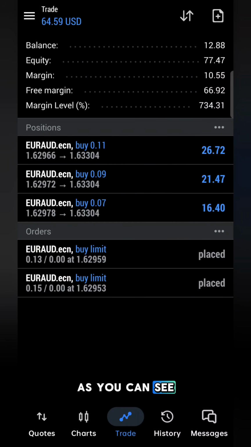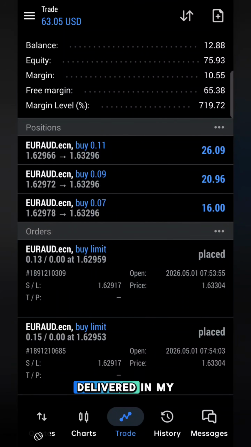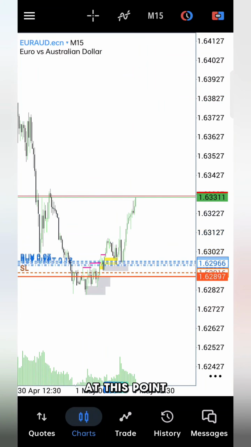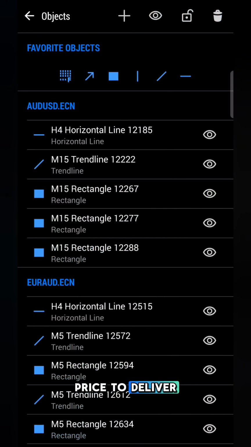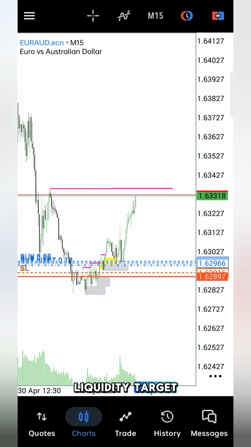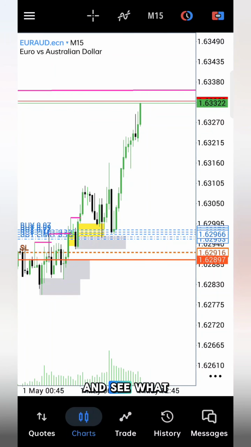As you can see, 3 of my pending orders have been filled, while the remaining 2 were left unexecuted as price didn't retrace into those levels. Price has already delivered in my favor and is moving towards the profit target. At this point, we're waiting for price to deliver into the most recent lower time frame liquidity target. Until that target is reached, we remain patient and see what happens.